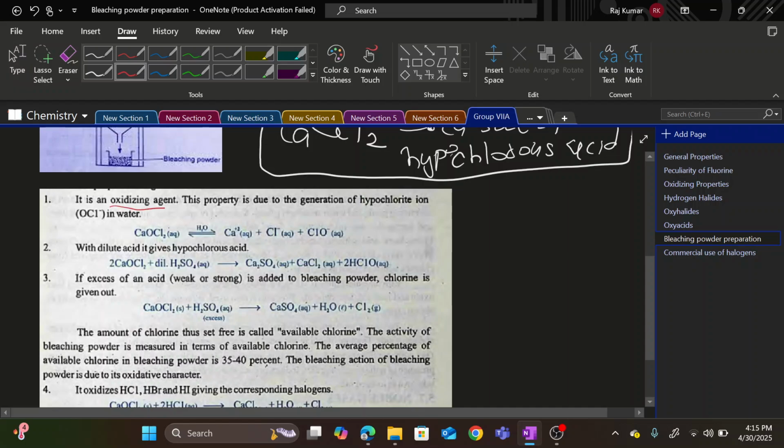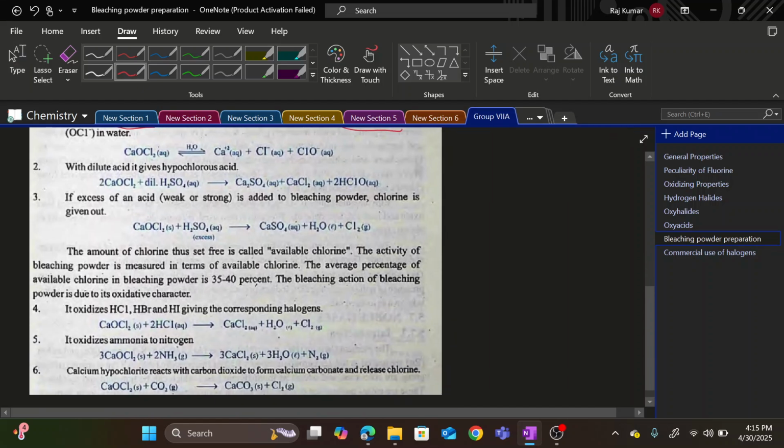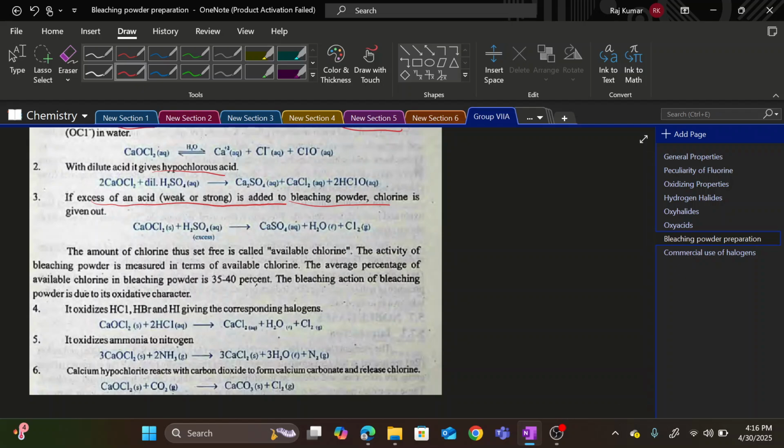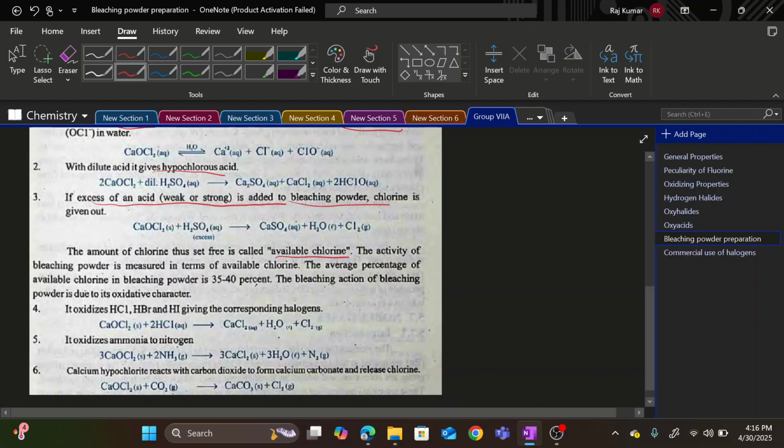It is an oxidizing agent, such that it can produce hypochlorite ions and cause oxidation. It also gives hypochlorous acid when it reacts with dilute sulfuric acid. And if there's an excess of an acid, for example excess of sulfuric acid, then it can produce chlorine gas. And at that point, when that chlorine gas is produced, this is known as the available chlorine or free chlorine.